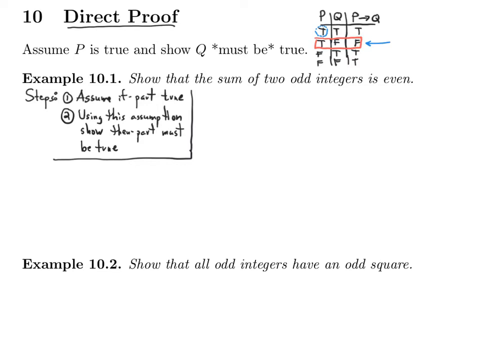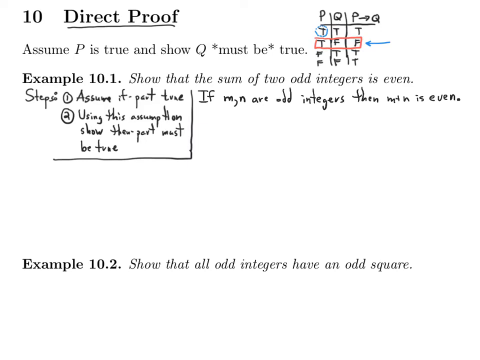Okay, now that we're doing it, we have this example. Show that the sum of two odd integers is even. Let me reword this as a conditional. So, if, and let's add some variables here. If, let's say, m and n are odd integers, then m plus n is even. That's what we want to show.